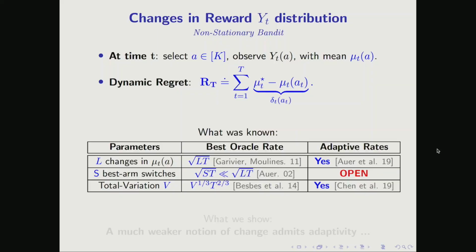We have to try and parameterize the problem somehow. There are different choices of parametrization of the problem, and I'll go through them. The most basic choice is just to count the number of changes in the mean rewards. The main question underlying all these parametrizations, however, is that of adaptivity. Can we adapt to this particular parameter? Without knowing the parameter a priori, can we get the best possible rate in terms of those parameters? In the middle column here, I have the best oracle rate, where the oracle knows the parameter itself.